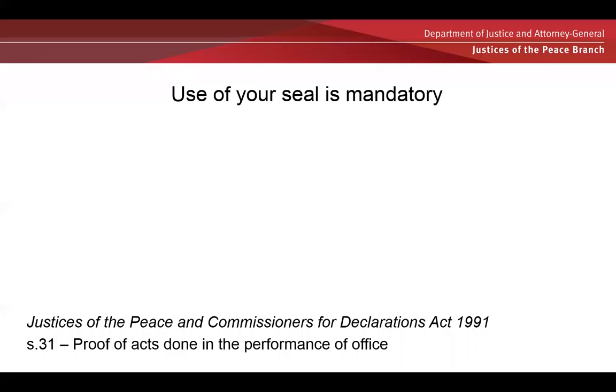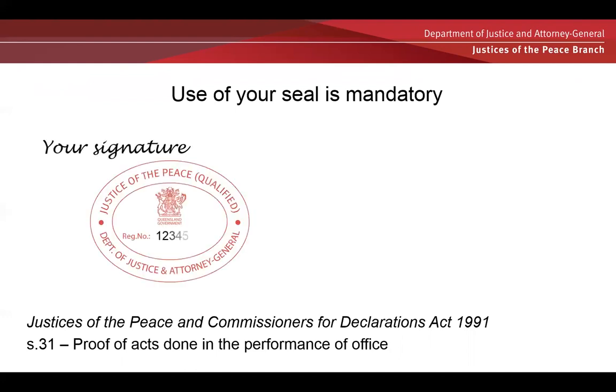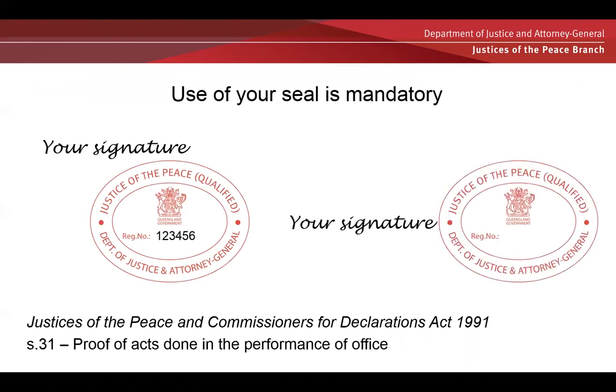And once you're satisfied that there is evidence of a commission of an offence and you are going to issue the notice, as with any police search warrants and arrest warrants, the use of your seal of office is mandatory. Under section 31 of the Justices of the Peace and Commissioner for Declarations Act 1991, if you are issuing a summons or a warrant of any description, you are to insert your seal of office, complete with your registration, immediately beneath, beside or close to your signature.